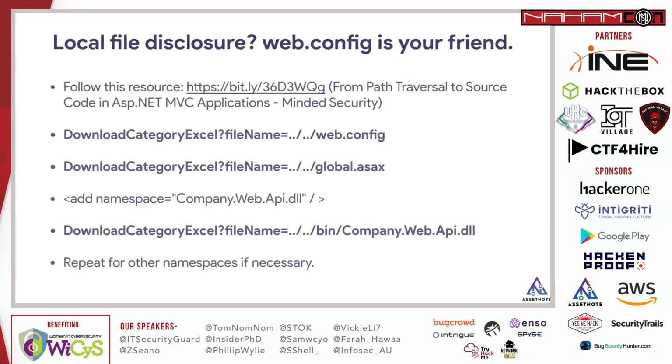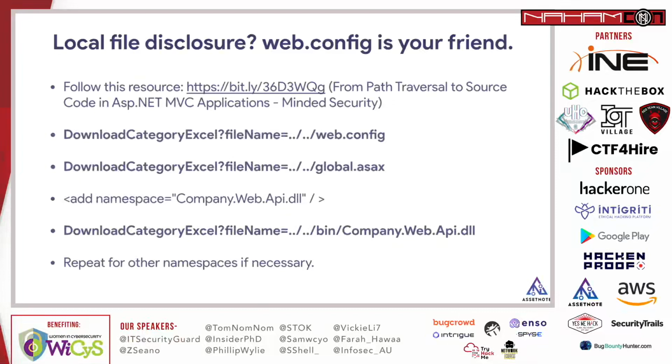So in this scenario, what do you do? Well, I guess the first thing to look at is the web.config file. Web.config is your friend here because it will tell you what the other files you need to grab from the system are. You can follow this resource that I've linked here, which is from path traversal to source code in ASP.NET MVC applications. It's a very handy resource. I've used it multiple times in bug bounties. It helps you quite a bit in understanding how the web.config file and global.asax file actually provide this sort of information, and you can read through it to understand how you can exploit this vulnerability.